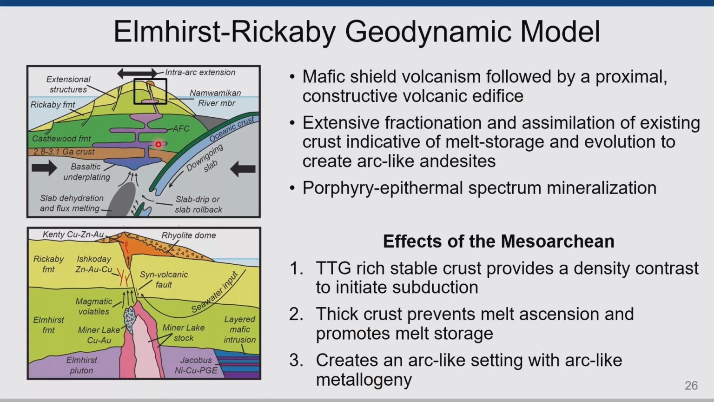A thick crust will also prevent melt ascension, especially if the crust itself is in compression, and this will promote melt storage, and this is what allows you to create these kinds of sequences of rocks, andesites like this. So what we end up with is at least a petrogenetically similar setting to an arc. Whether or not it was truly geodynamically similar to an arc remains to be seen, but certainly the petrogenesis is similar to that in an arc sequence, and we have an arc-like metallogeny in this part of the greenstone belt.